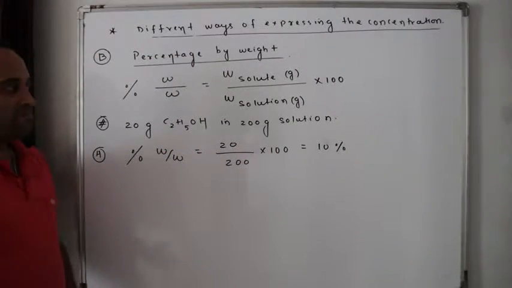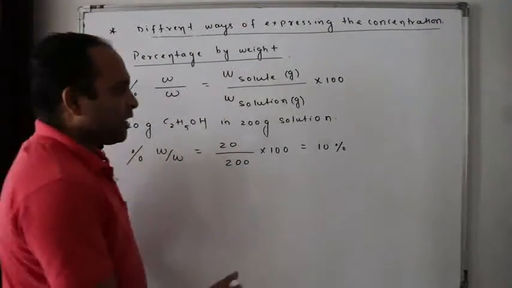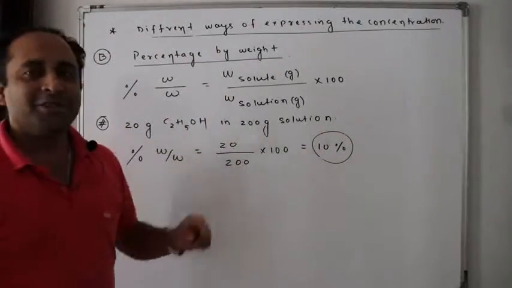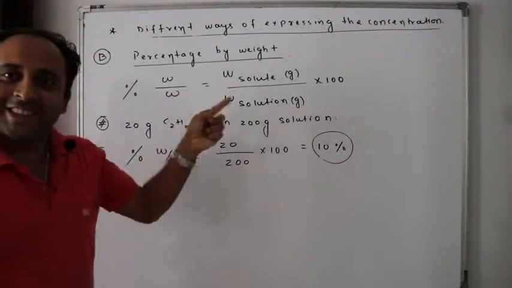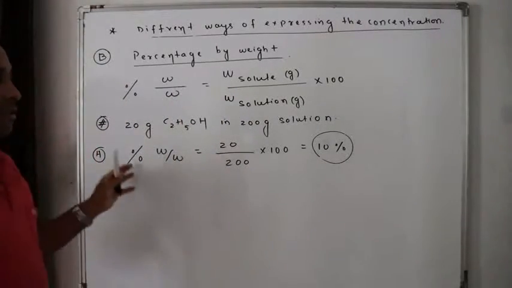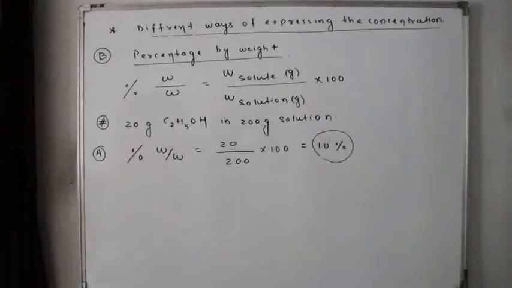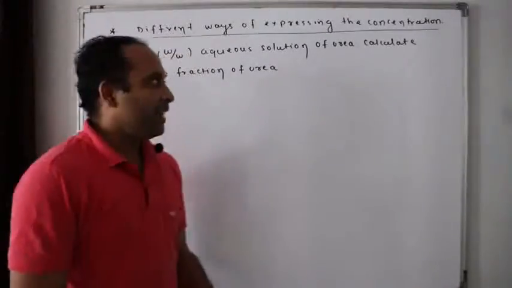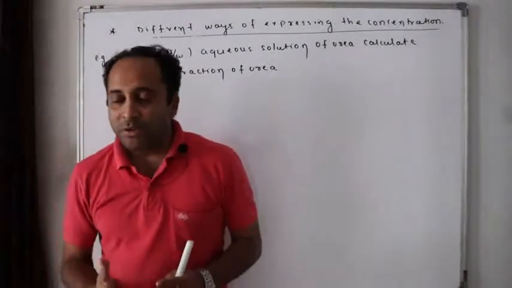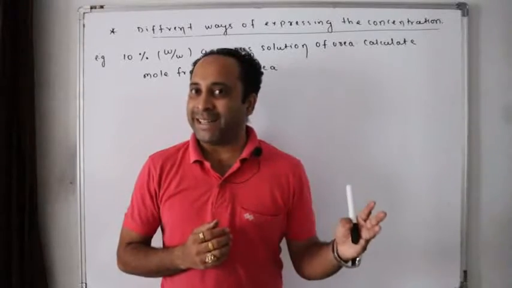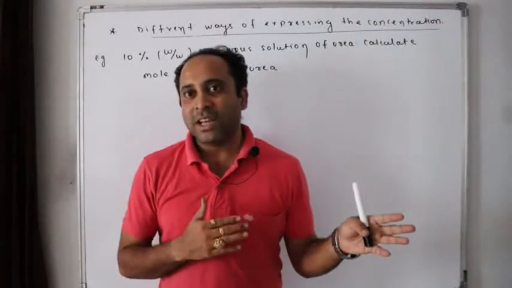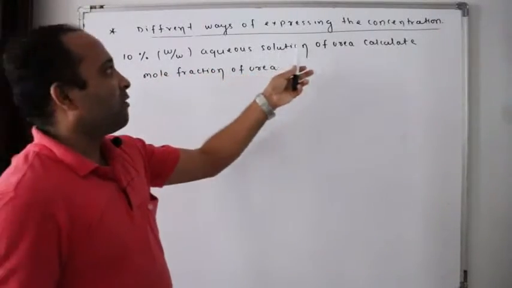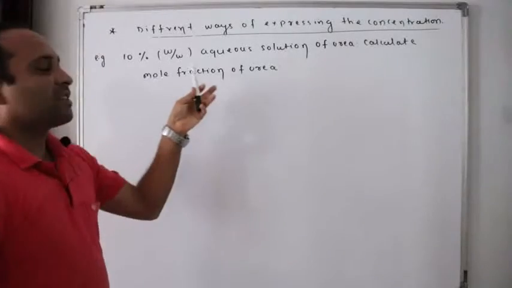Is it 10%? Say yes or no. Clear? Now the reverse: if someone gives you 10%, can you find the amount of solute and the solution? Interconversion. Say yes or no? If yes, let us copy this. Now, let us go for an interconversion question here. In the previous question, I calculated the percentage. Now, I have given you percentage. You have to find the mole fraction. 10% weight by weight aqueous solution of urea. Calculate the mole fraction of urea.